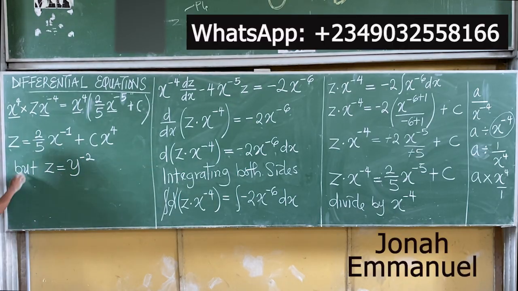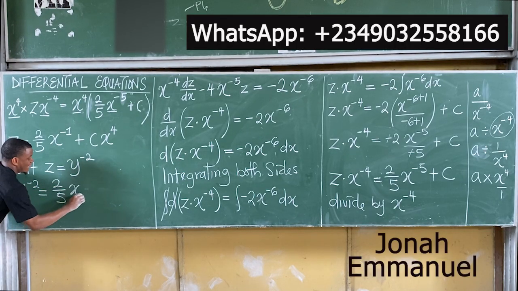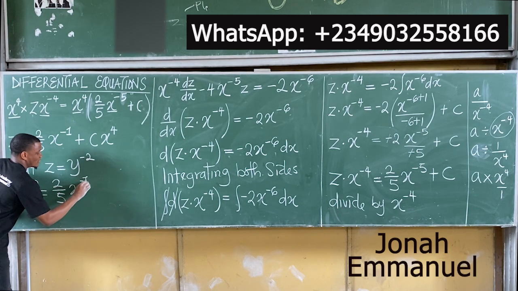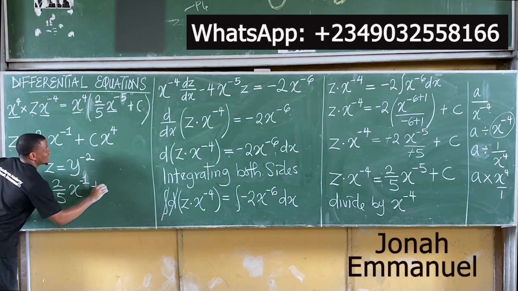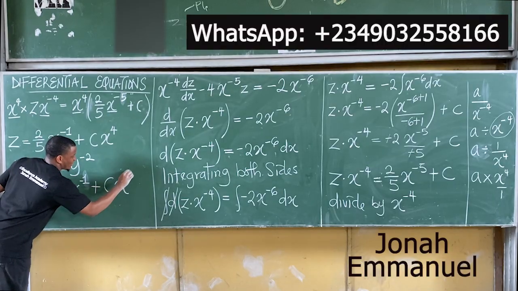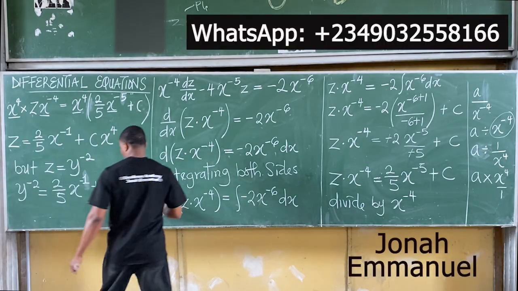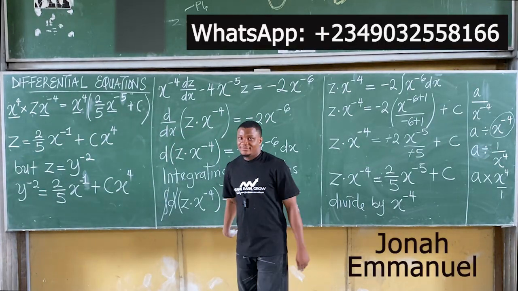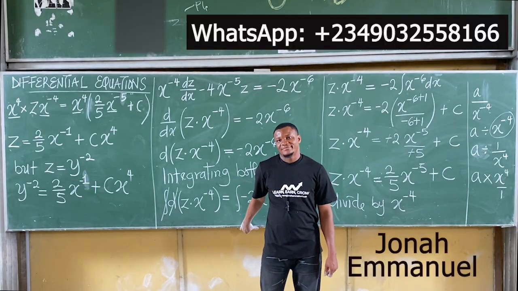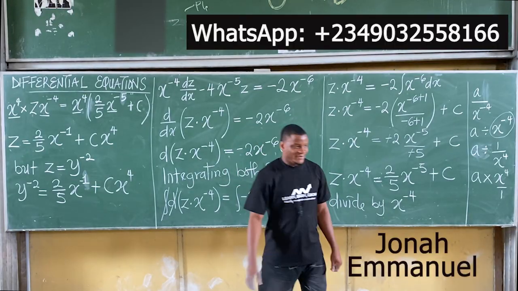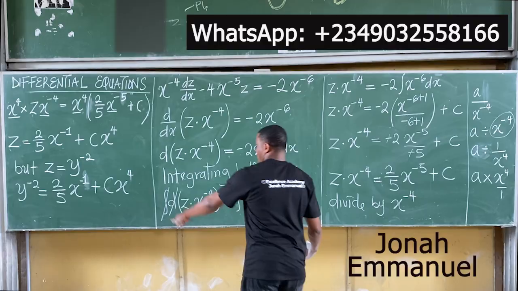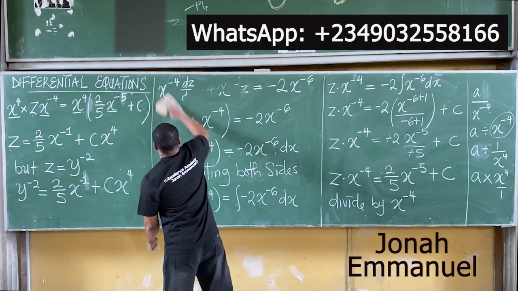Let me replace this here. This means that y to the power minus 2 is equal to 2 over 5 x to the power minus 1 plus c x power 4. Basically, at this juncture, you are done, but we have to simplify, right? So we are done here basically, but let's simplify.